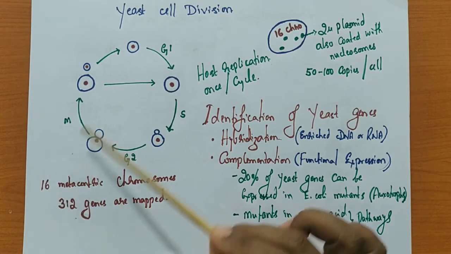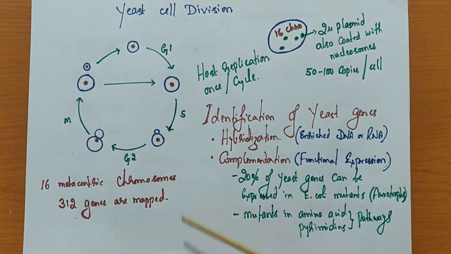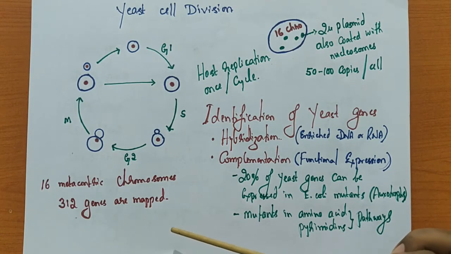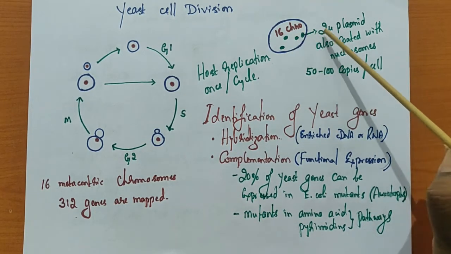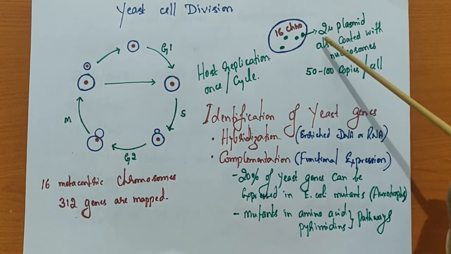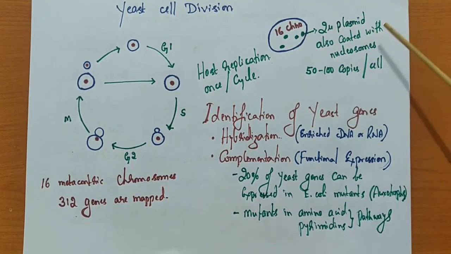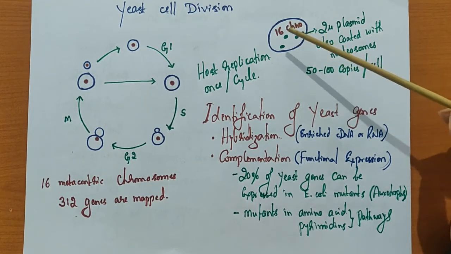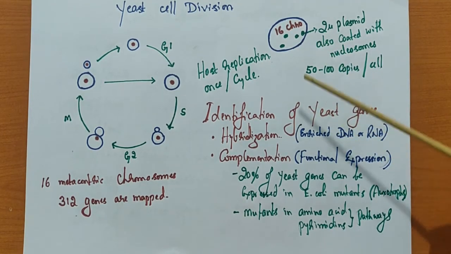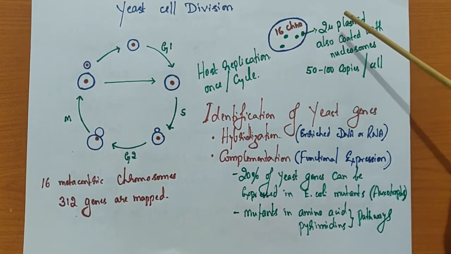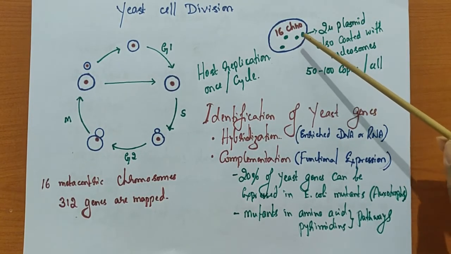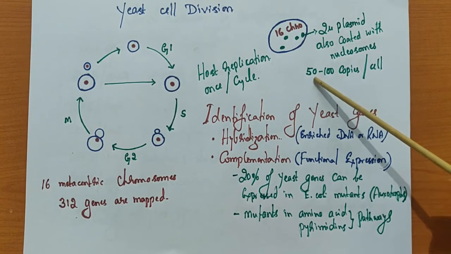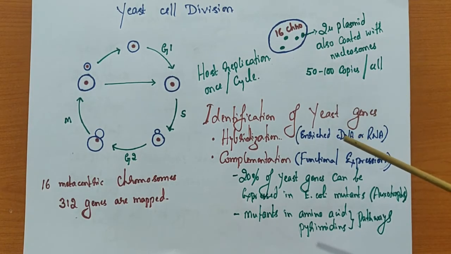Again, I represent that it is made out of 16 metacentric chromosomes. 312 genes have been completely mapped. Now here I have just given this 2-micron plasmid. This 2-micron plasmid also contains nucleosomes. Like a chromosome, you can find all the histones and everything wound together in this 2-micron plasmid. But the interesting thing is that for this particular plasmid, there are 50 to 100 copies per cell.